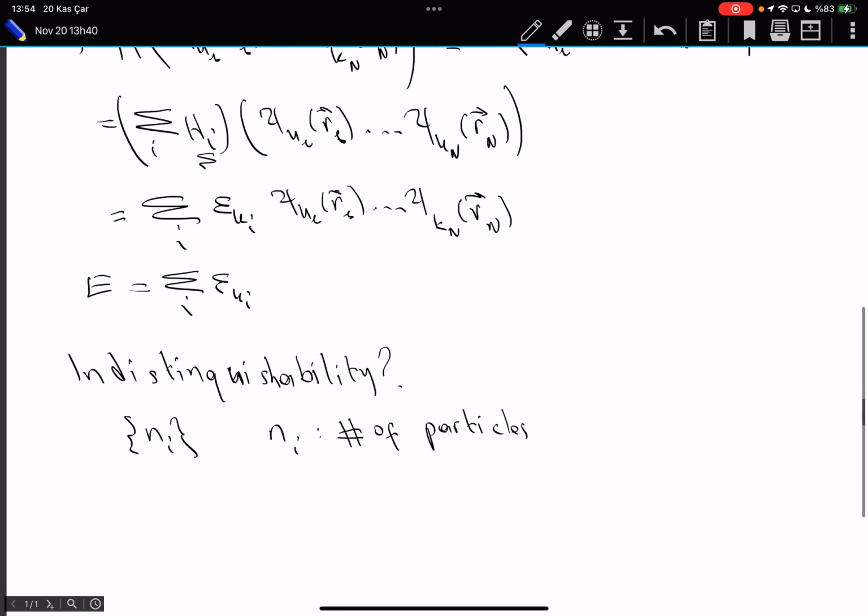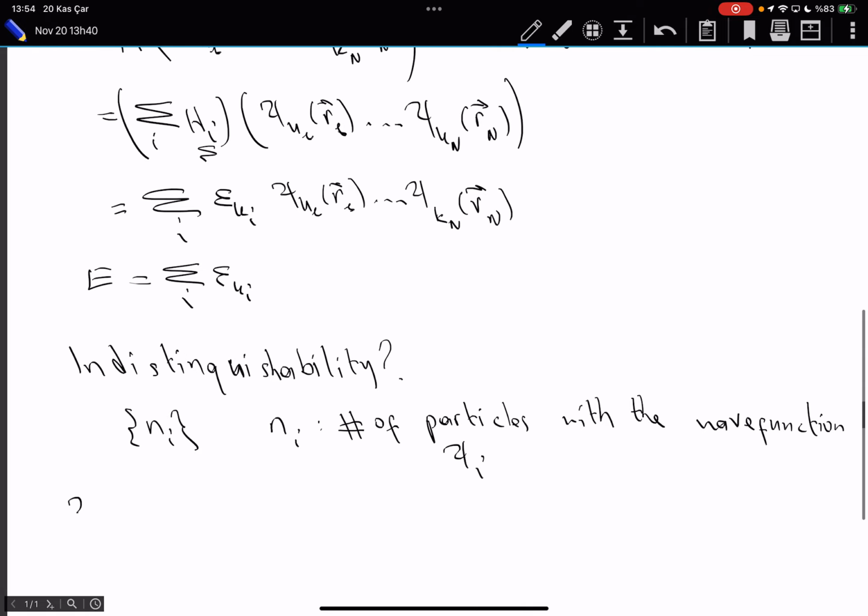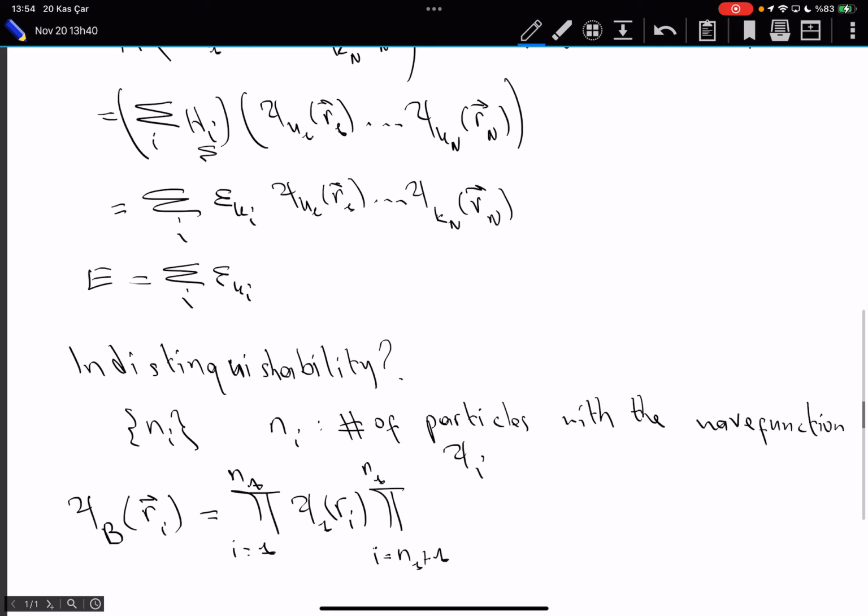Now I will say that Ni is the number of particles with the wave function, let's say psi I. So this, let me call it psi B, can be written as psi 1 from 1 to N1, Ri times I equal to N1 plus 1 to N1 plus N2 plus 1.